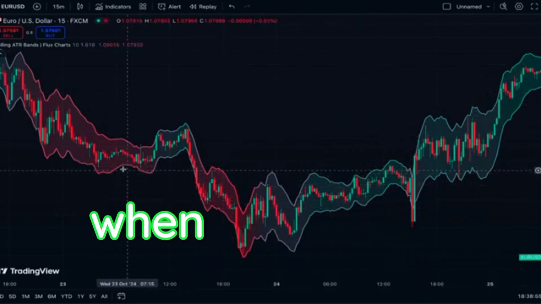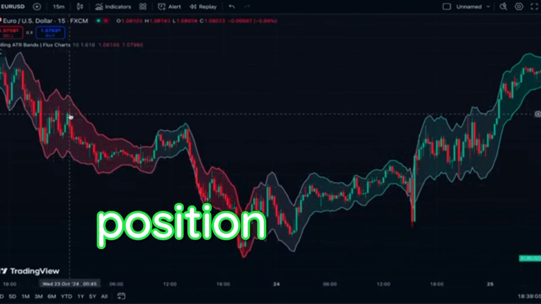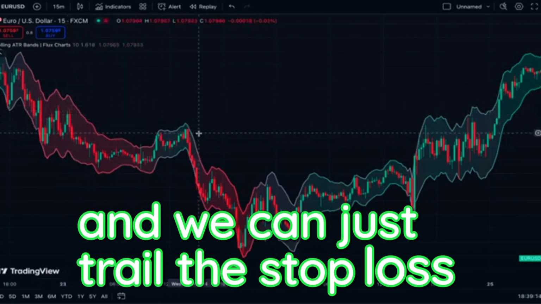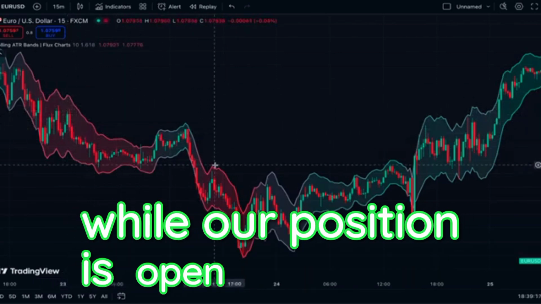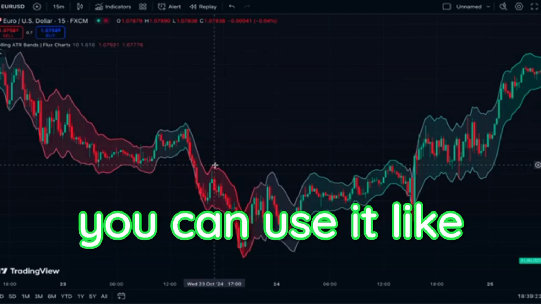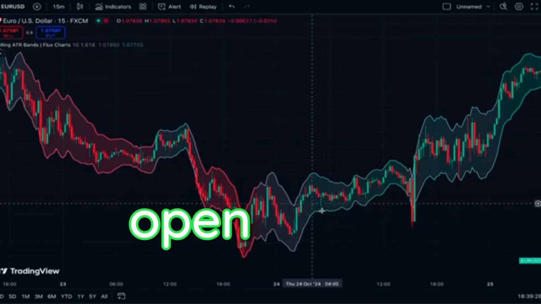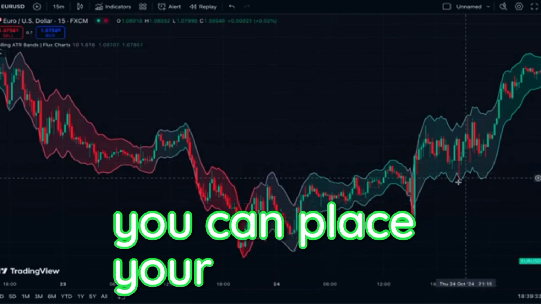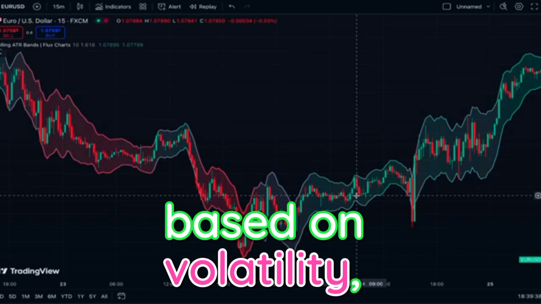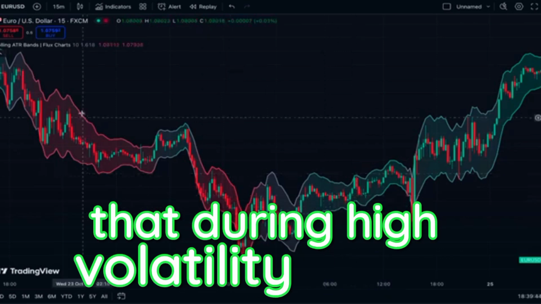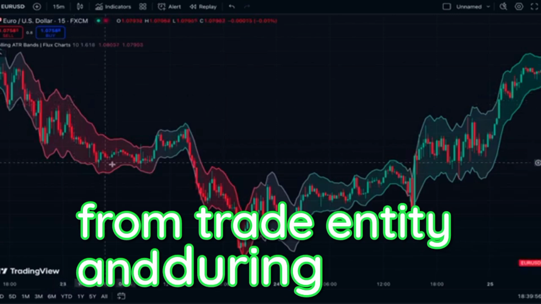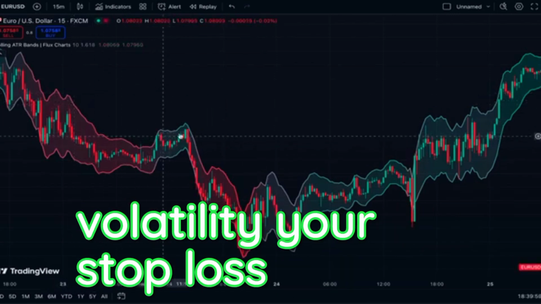So for example, when we are entering a short position, we can place the stop loss above the upper band and we can just trail the stop loss above the band while our position is open. If moving stop loss is part of your trading strategy, you can use it like this. And on the other hand, when you open a long position, you can place your stop loss below the band. As I said, this is a dynamic band based on volatility, so you can be sure that during high volatility times, your stop loss is farther away from trade entry, and during low volatility, your stop loss is closer.